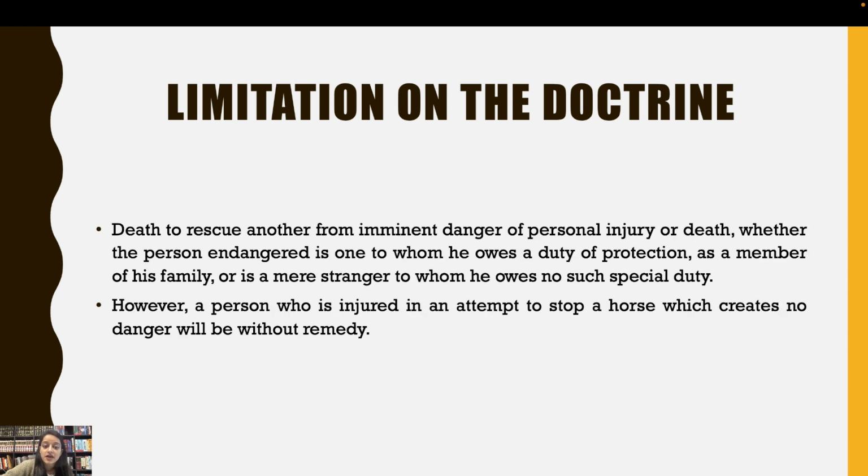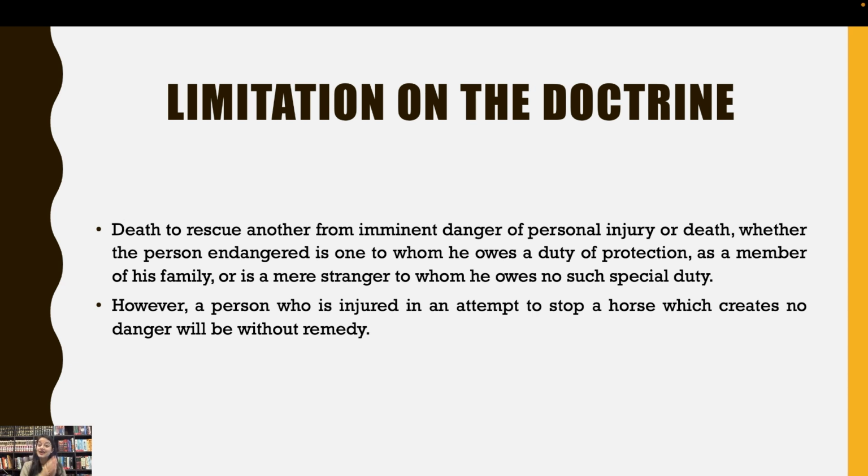Death to rescue another from imminent danger of personal injury or death, whether the person is one to whom he owes a duty of protection as a member of the family, or is merely a stranger to whom he owes no special duty. If somebody has died, this is an extension of rescue basically, that death as a result of rescue is also no exception. However, a person who is injured in an attempt to stop a horse which creates no danger will be without remedy.